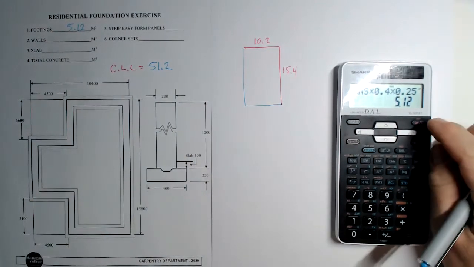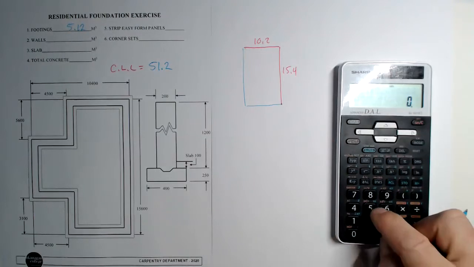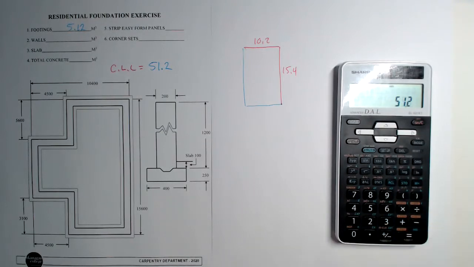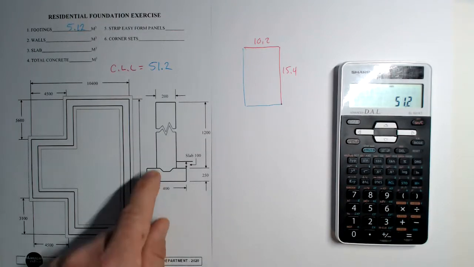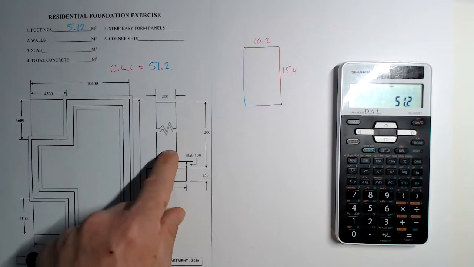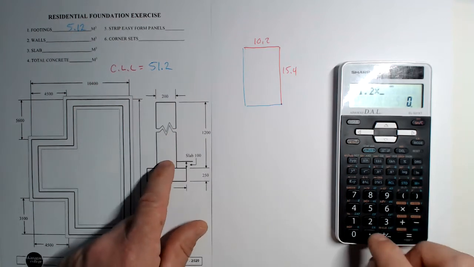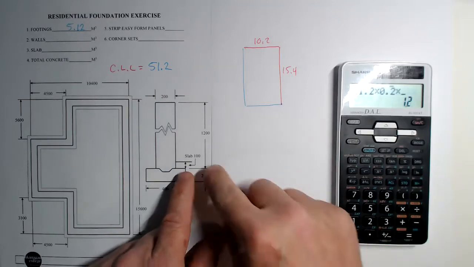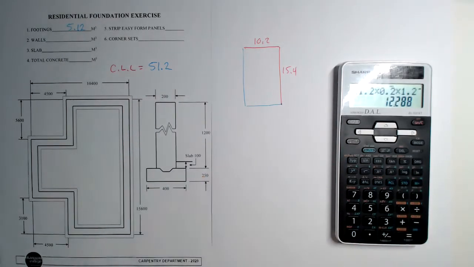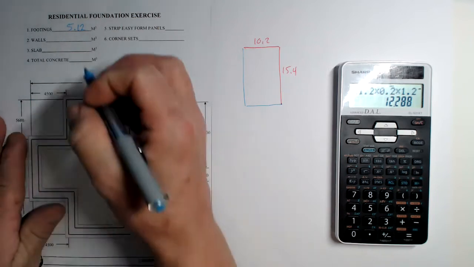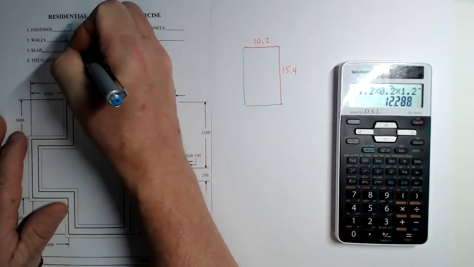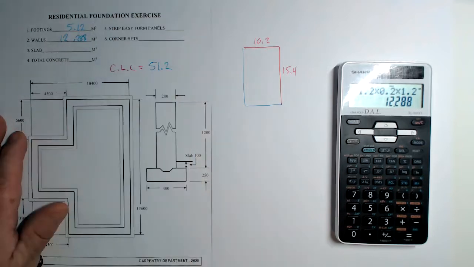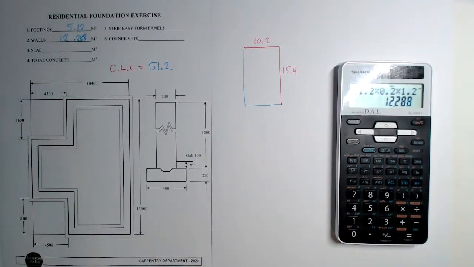The volume for our footings is 5.12 cubic meters. Let's take our center line length of 51.2 and multiply that by the 2 dimensions that we're missing for our foundation wall, which is 0.2 in thickness, and then multiply by 1.2 meters in height, which gives us a volume for our foundation walls of 12.288 cubic meters.